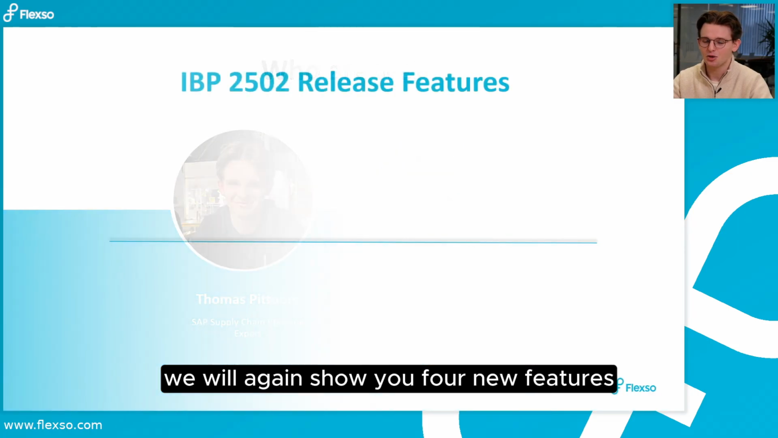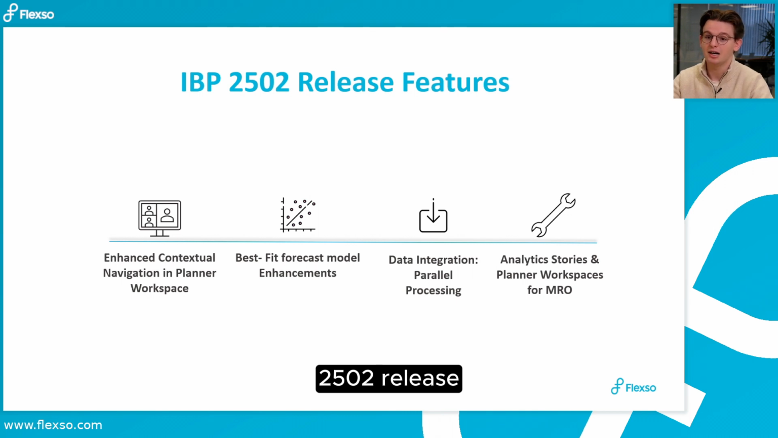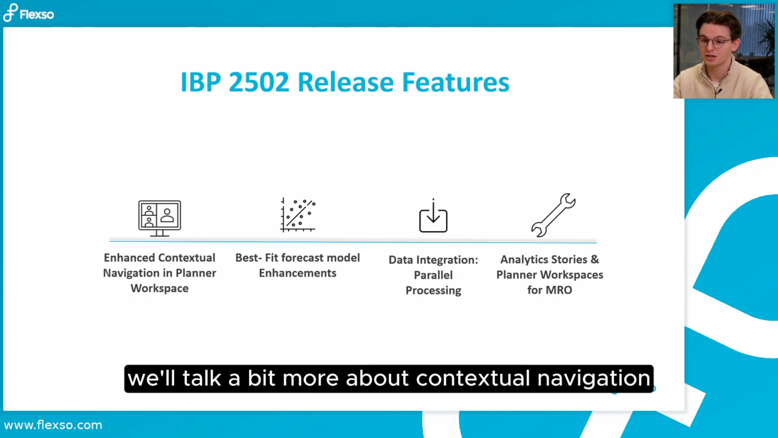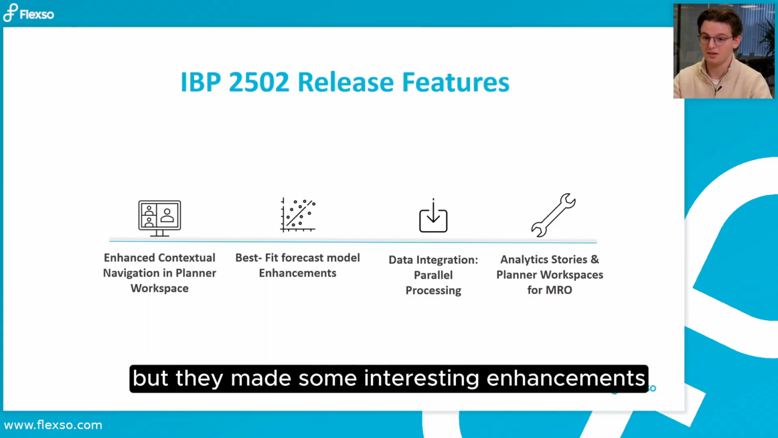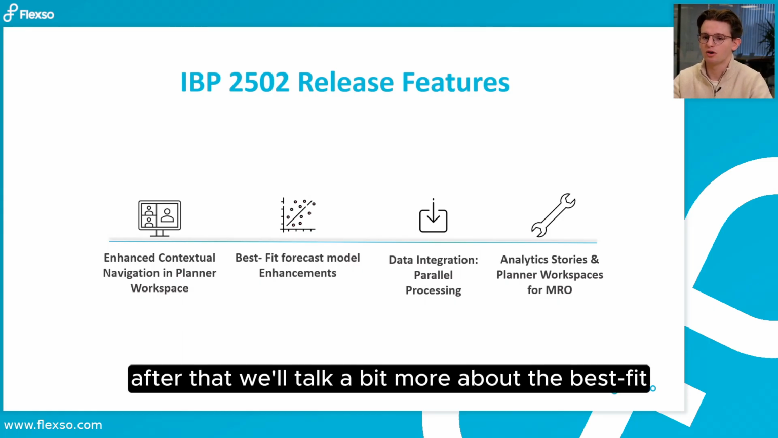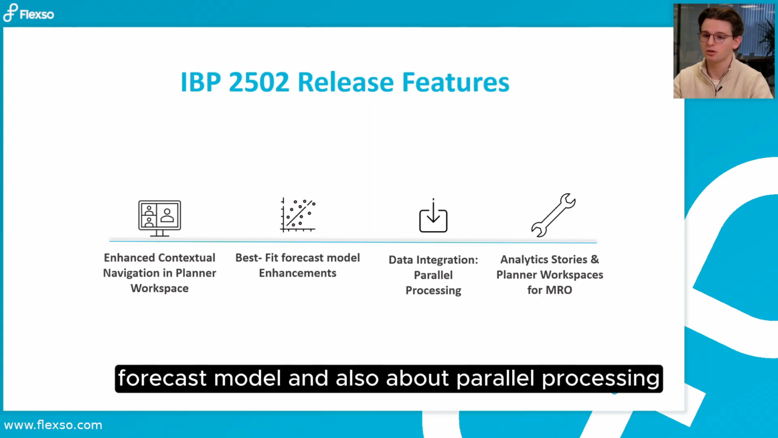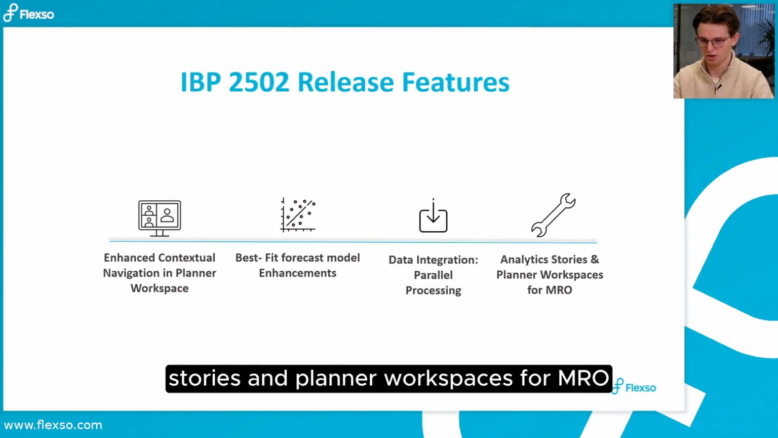We will again show you 4 new features that we find most interesting about the SAP IBP 2502 release. So first we'll talk a bit more about contextual navigation. We've already talked a bit about that in our previous release video, but they made some interesting enhancements, so we will walk you through that one as well. After that we'll talk a bit more about the best fit forecast model and also about parallel processing. And we'll close with some changes in analytic stories and planner workspaces for MRO.